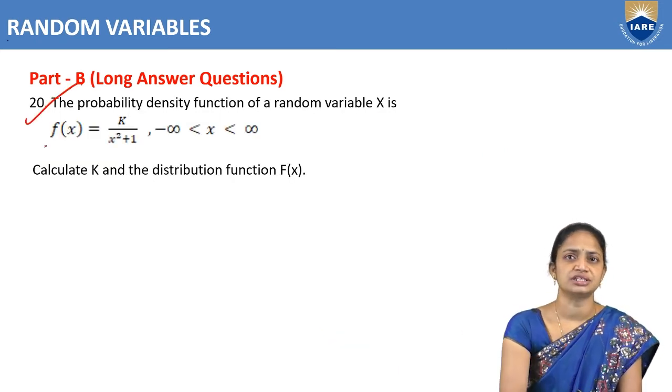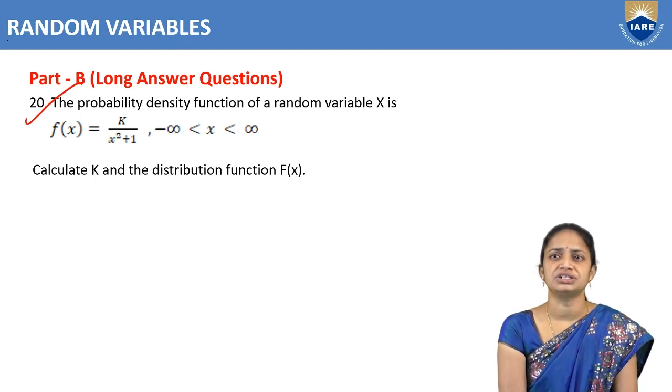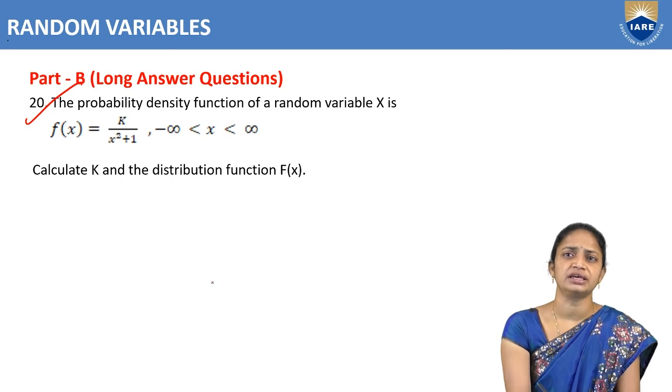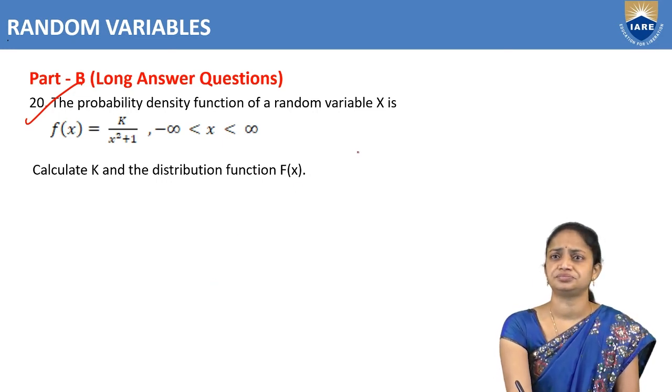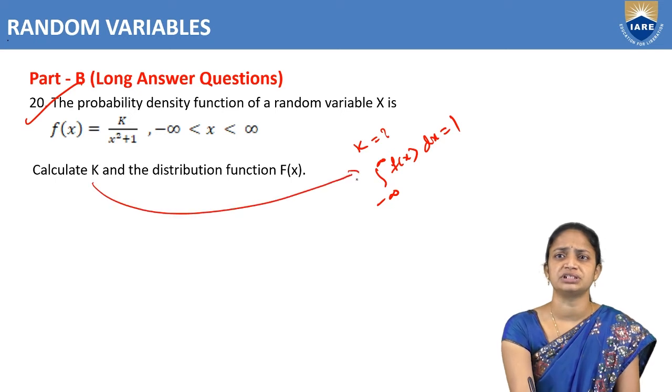And coming to the last question in part B, the probability density function of a random variable x is f of x equal to k divided by x square plus 1, where minus infinity less than x less than infinity. Find k value and the distribution function F of x. Observe carefully how to find k value. By using the second property of probability density function, that is integration over minus infinity to infinity f of x dx equal to 1. So this is our first question formula.